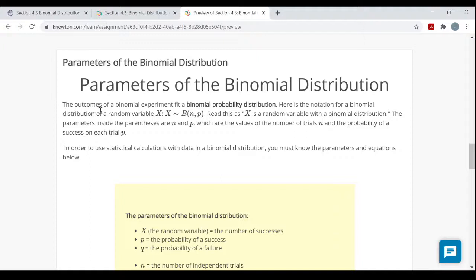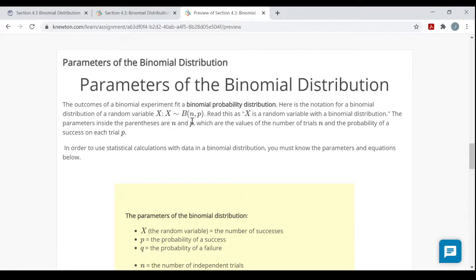So the outcomes of a binomial experiment fit a binomial probability distribution. So here's the notation for a binomial distribution for a random variable x. All right, so you've seen random variables before, right? A random variable x has a binomial distribution, then they'll write this x and then this little tilde sign, little wavy line there, and then a capital B for binomial, and then in parentheses the values associated with B.